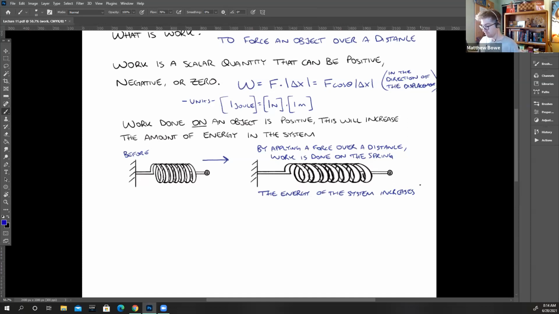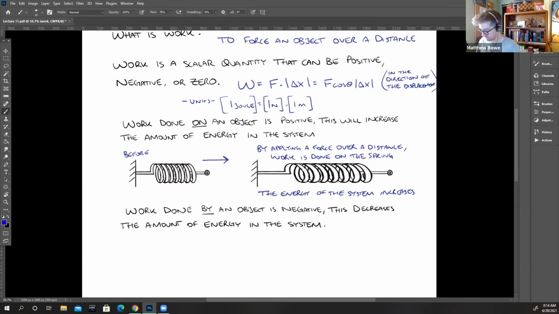Okay, so I can do work on an object. I can stretch a spring. I can lift a box, or give something a push by adding energy to the system. Whatever I'm calling the system, whatever I'm zooming in on with my bubble, and I draw the force free body diagram around. Work can also be done by an object, and work done by an object is negative.